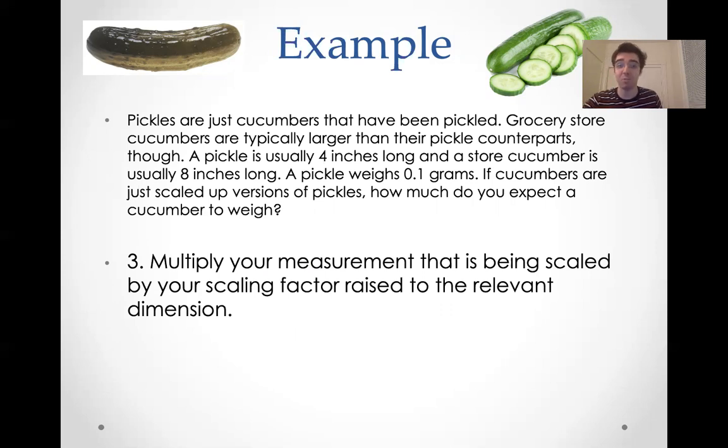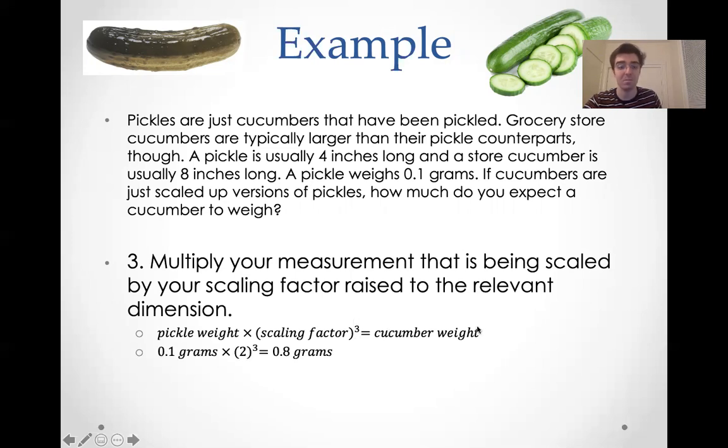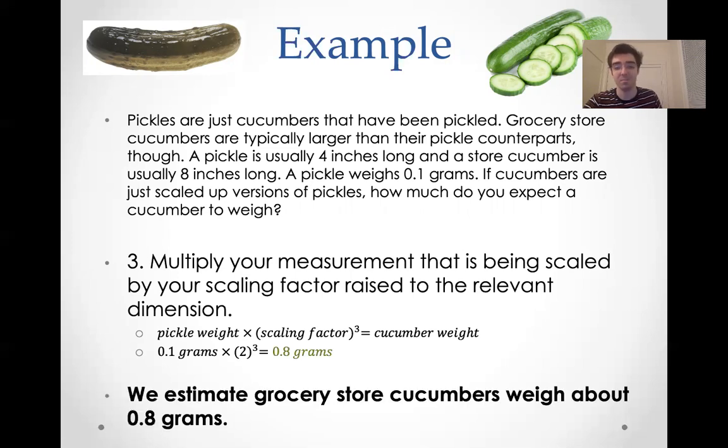So we're going to start with the weight that we know, which is of the pickle, and then multiply it by the scaling factor raised to the 3rd power, because again, the weight is going to be a 3D measurement. And that should give us the cucumber weight. So if I take the 0.1 grams times 2 to the 3rd, I should get 0.8 grams as the expected weight for a cucumber, for the big ones in the grocery store.